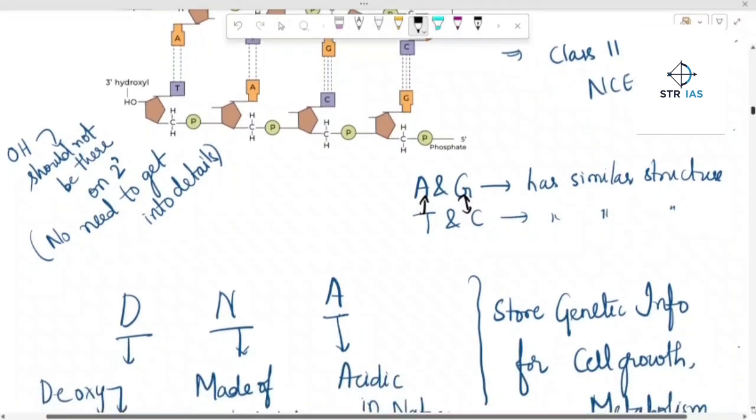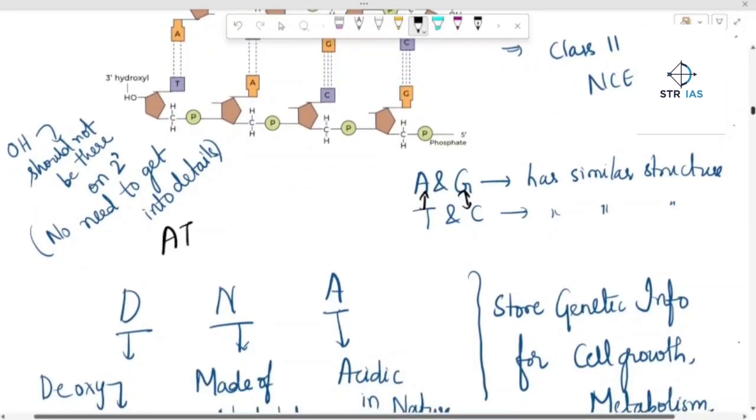So just remember "at the girls club". To remember this: G will only bond with C, A will only bond with T, T will only bond with A, C will only bond with G.